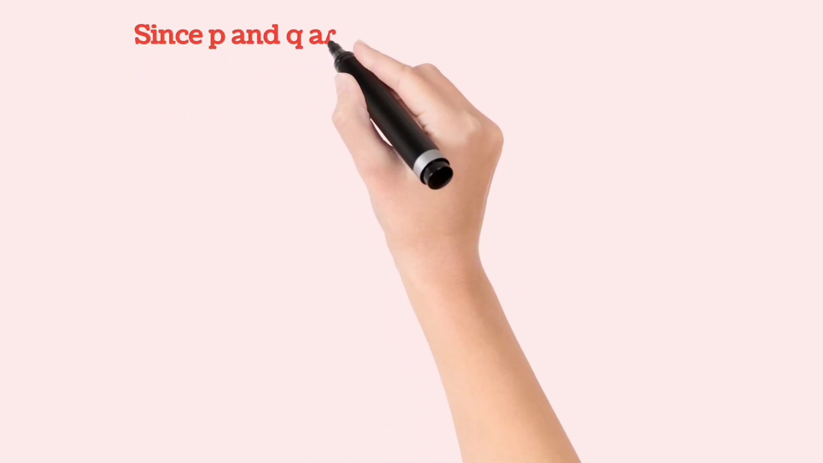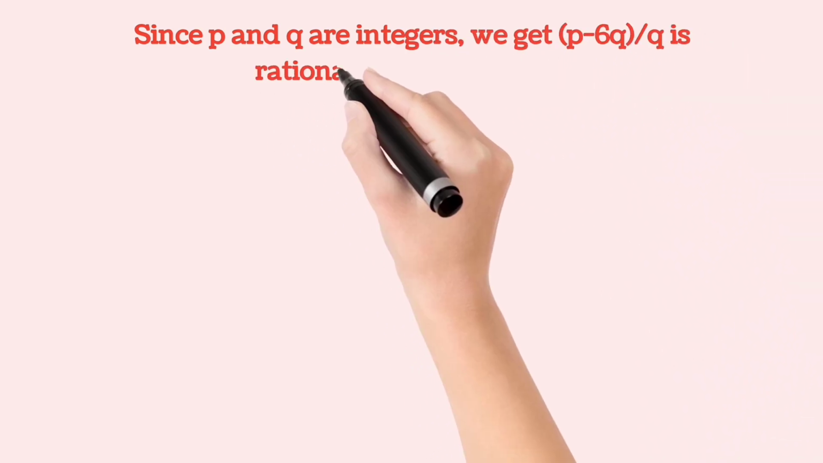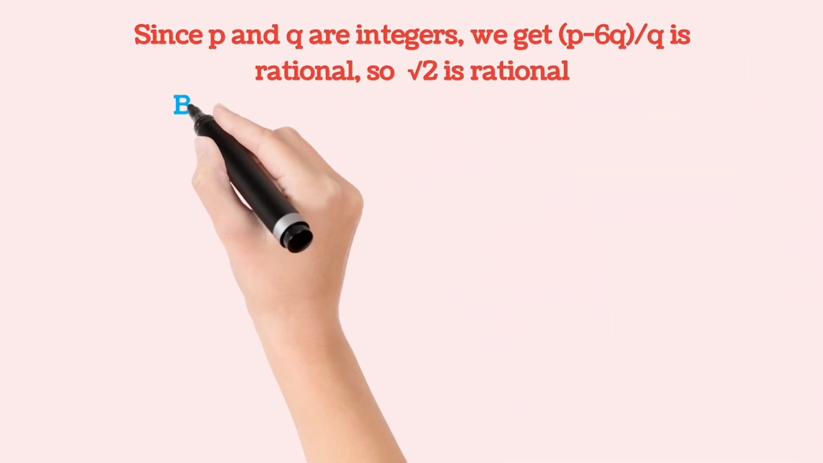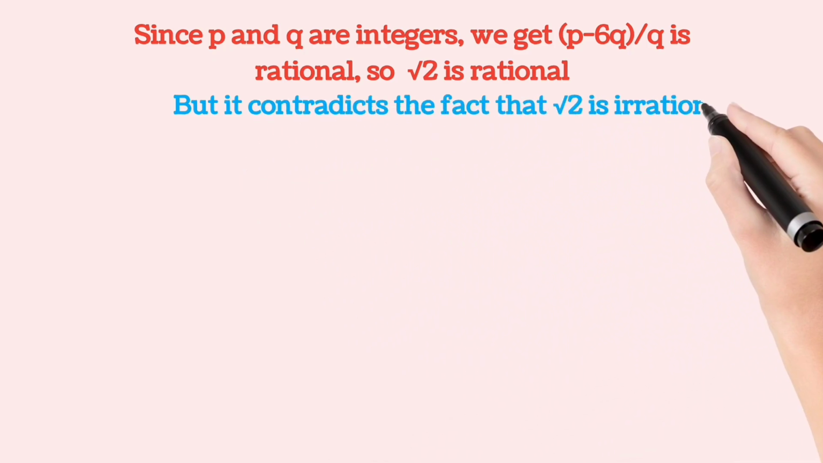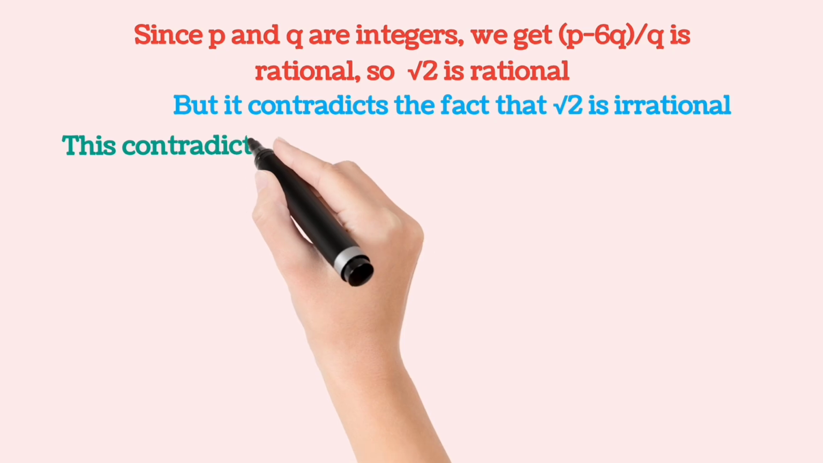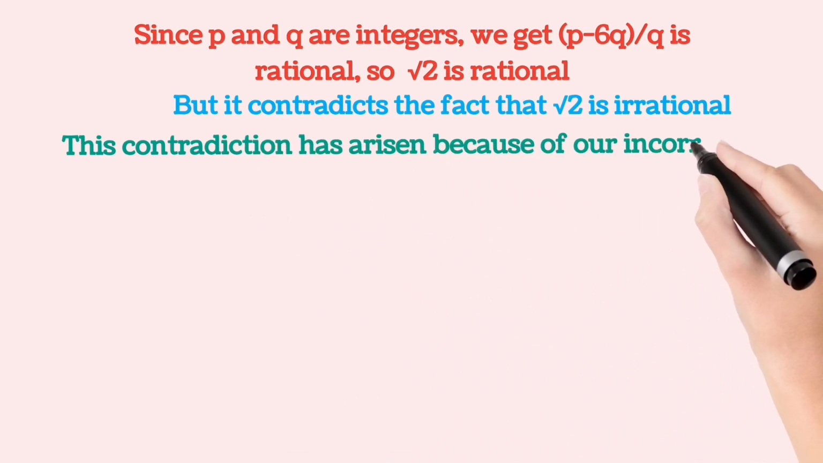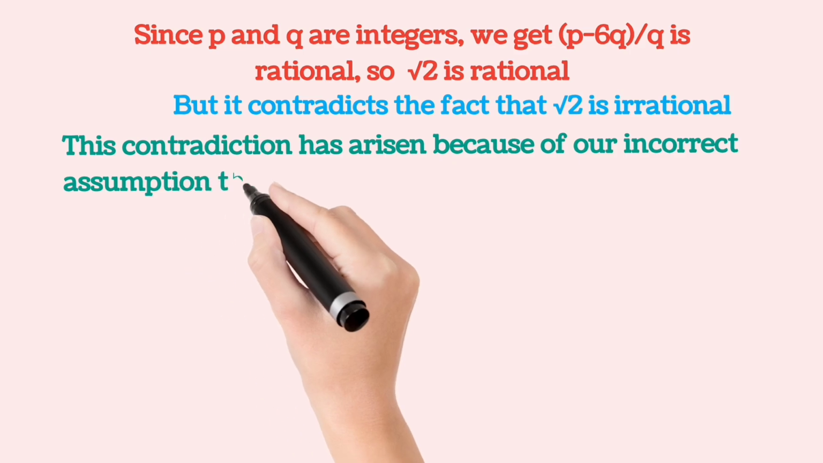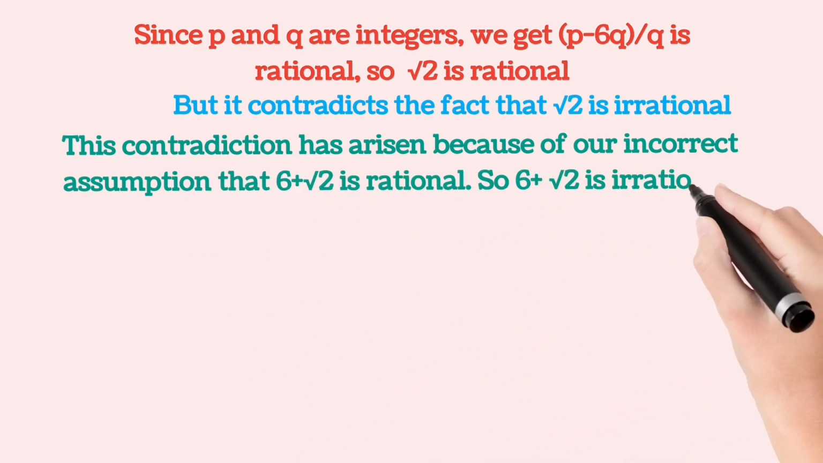Since p and q are integers, p minus 6q whole divided by q is rational, so root 2 is rational, but it contradicts the fact that root 2 is irrational. This contradiction has arisen because of our incorrect assumption that 6 plus root 2 is rational, so 6 plus root 2 is irrational.